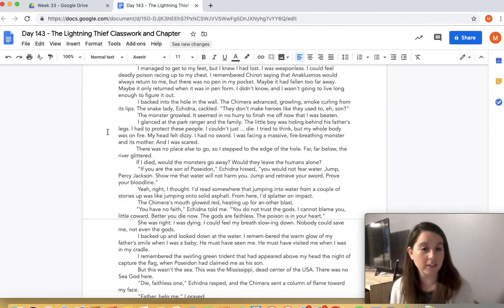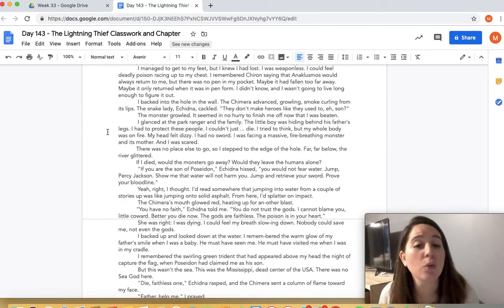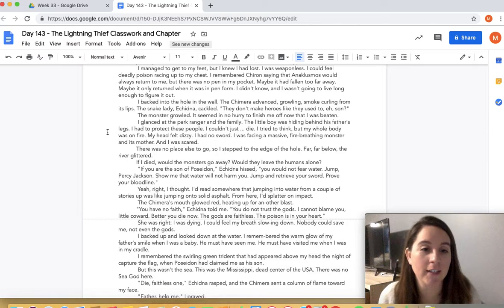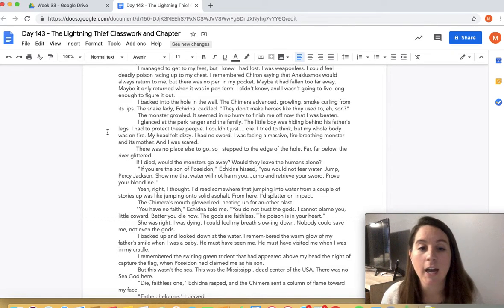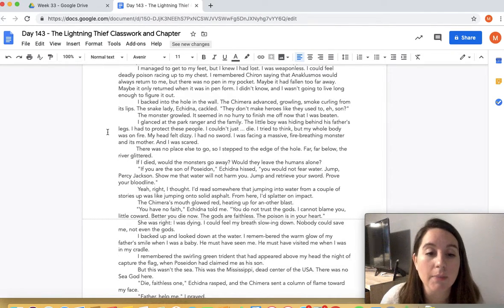"If you are the son of Poseidon," Echidna hissed, "you would not fear water. Jump, Percy Jackson. Show me the water will not harm you. Jump and retrieve your sword. Prove your bloodline." Yeah, right, I thought. I'd read somewhere that jumping into the water from a couple stories high up was like jumping onto solid asphalt. From here, I'd splatter on impact. The chimera's mouth glowed red, heating up for another blast.